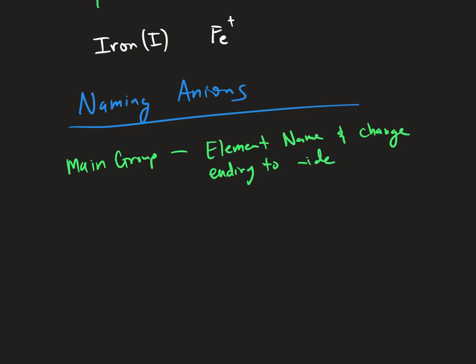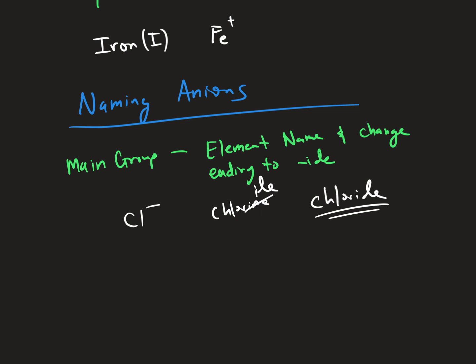So for example, we have Cl minus. What do we call this? You've probably heard it before. Chloride. So chlorine is the element name. We change the ending to IDE. Chloride. Good? And a few examples in section 7.